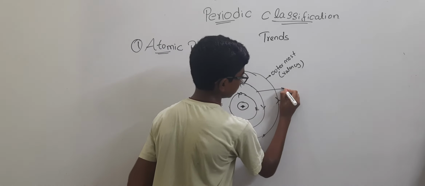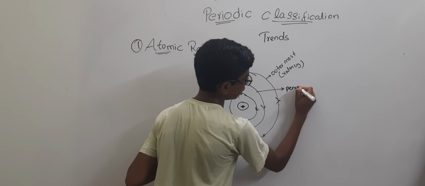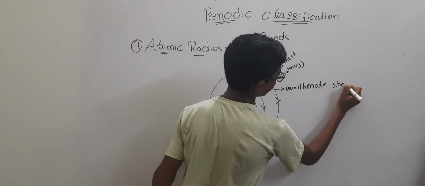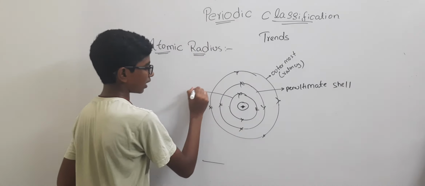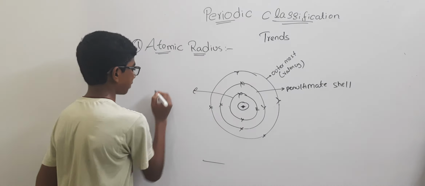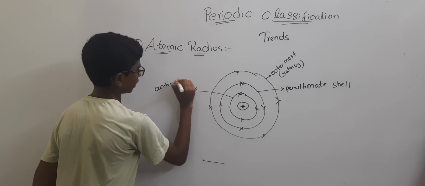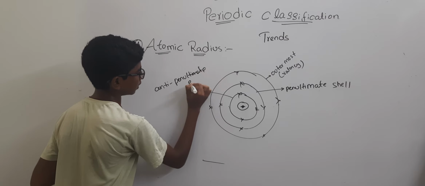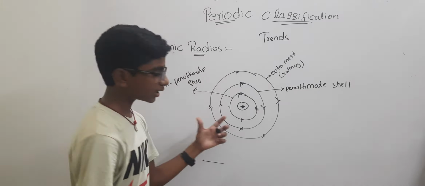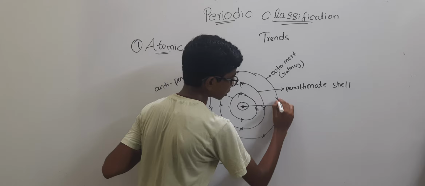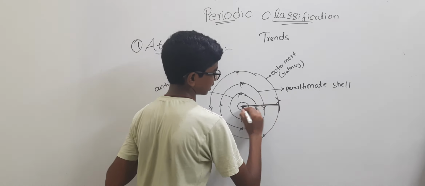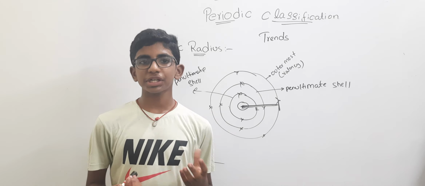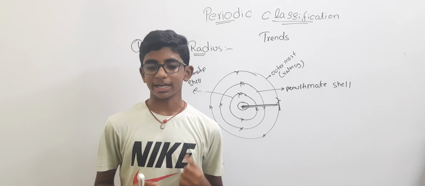I am writing this also. This is the penultimate shell, and the N-2 shell is the anti-penultimate shell. The distance from the center of the nucleus to the outermost electron energy level is known as atomic radius, the highlighted part. I think you understood the basic definition of atomic radius.